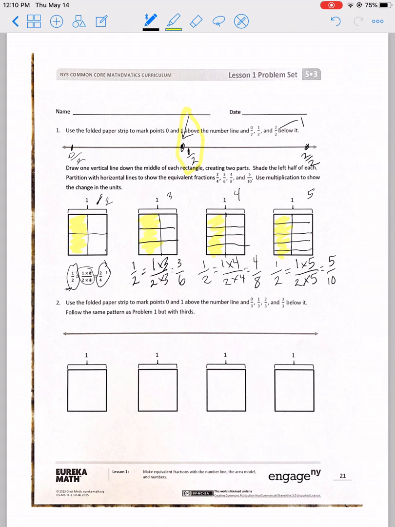If you read the problem above the squares, it says right here, to show the equivalent fractions of 2/4, which they did for us, 3/6, which we did, 4/8, which we did, 5/10, which we did. And these are all equivalent to 1/2.